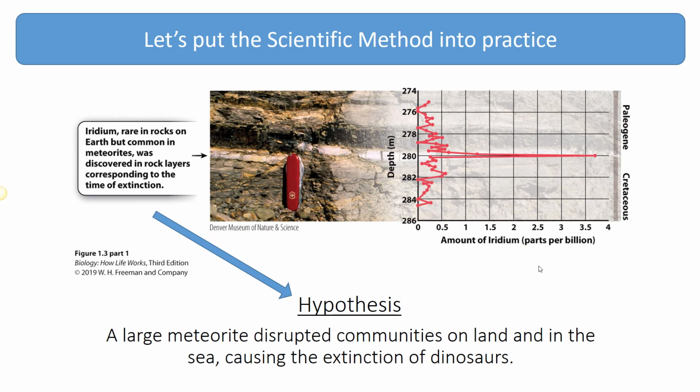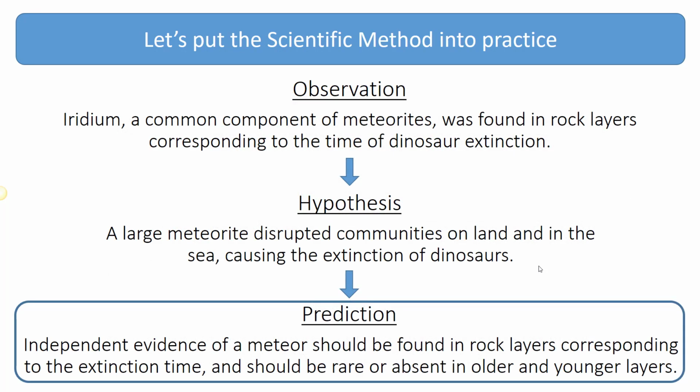A hypothesis was developed in the 1970s based off these observations about meteorite composition that essentially a large meteorite the size of Mount Everest disrupted communities on land and in the sea 65 million years ago. This meteorite left a strong iridium trace and caused the extinction of the dinosaurs. If this hypothesis aligned with actual events, we could predict that independent evidence of a meteor strike should be found in the rock layers corresponding to the time of extinction, and they should be rare or absent in older and younger layers.